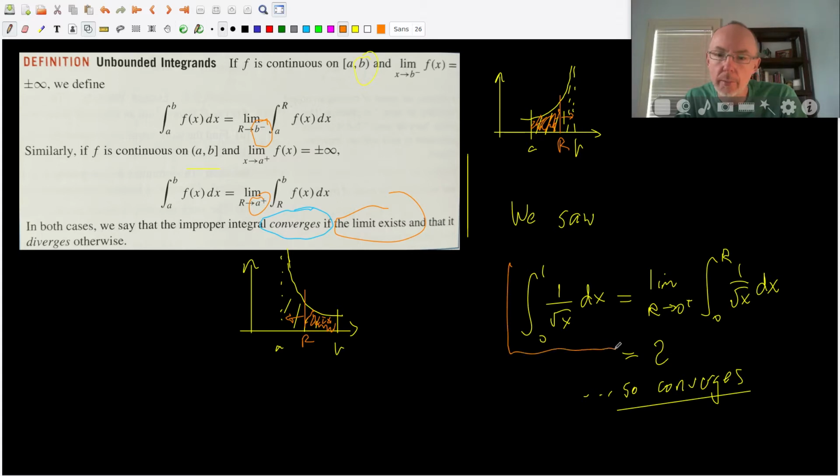And we can use this notation now. As long as when we use this notation, we put the 1 there, we put the 0 there, even though we know this isn't defined at 0. When we're using this notation, this is what we mean. We mean we're going to take a limit. So that's the idea of these unbounded integrals, the book calls them. They're another kind of improper integral. Let's look at another example.